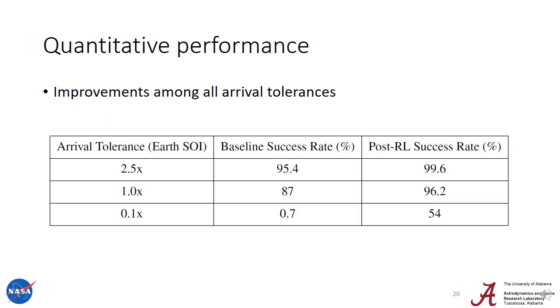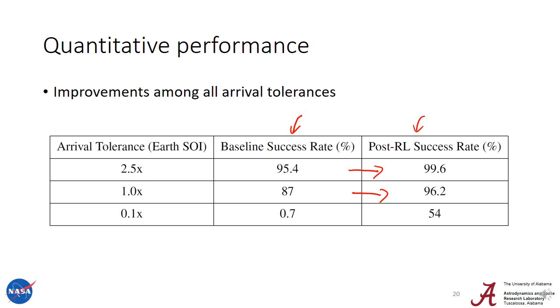Now that we have the problem, let's look at both the baseline success rate, which is the fraction of trajectories that can be reconverged after the final misthrust event, and the post-reinforcement learning success rate. We can see that at all arrival tolerances, the success rate increases. For example, at the 2.5 Earth sphere of influence arrival tolerance, the success rate after reinforcement learning increases to 99.6%. Additionally, if we tighten the arrival tolerance to 1 Earth sphere of influence, the success rate again increases from 87% to 96.2%.